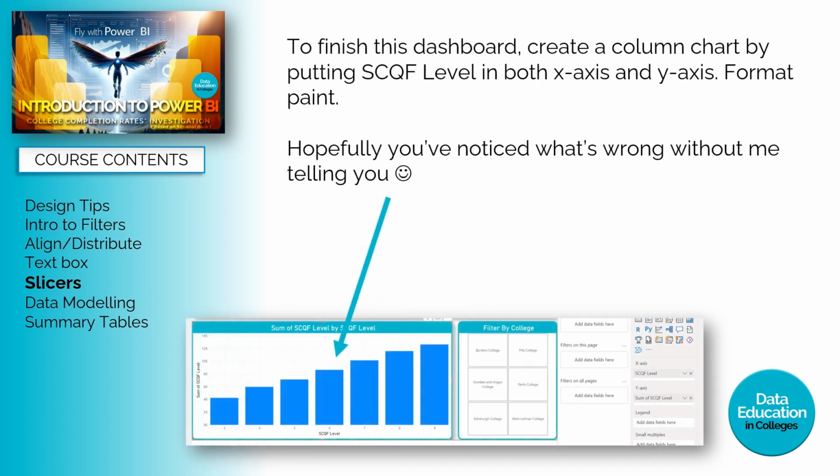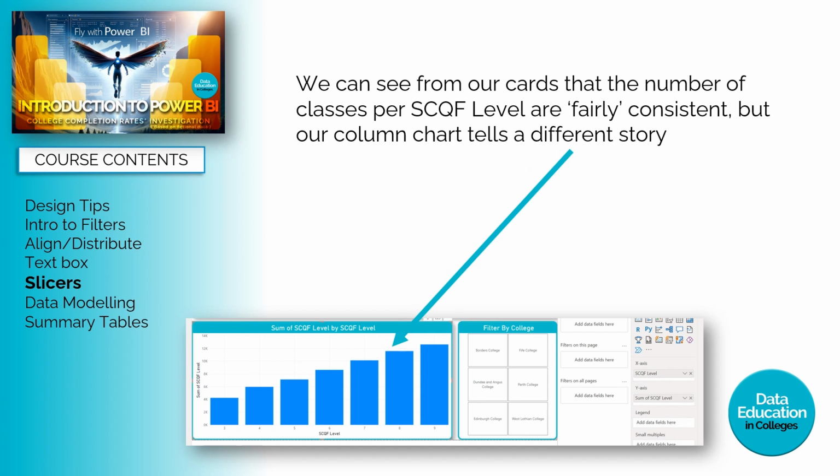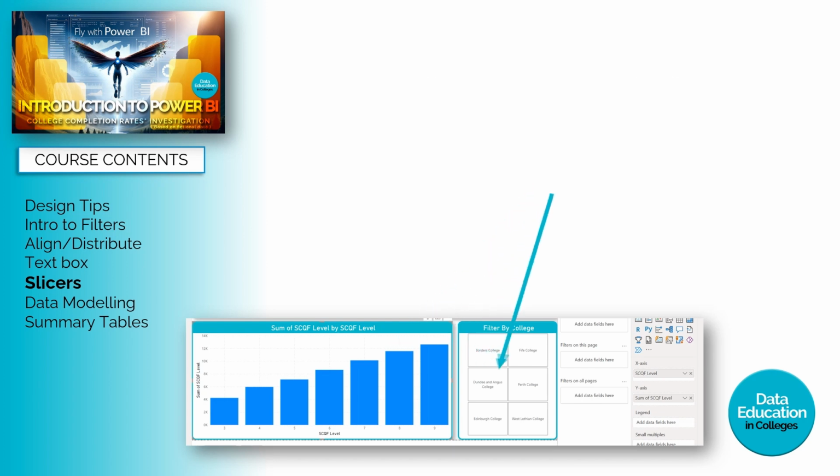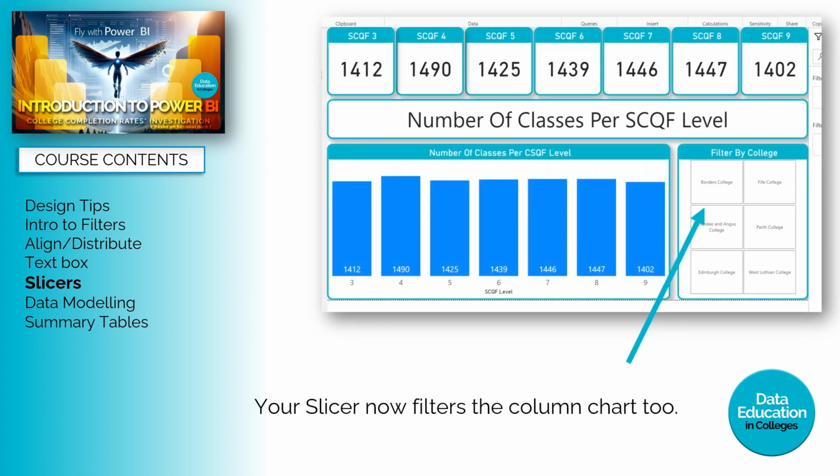To finish this dashboard, we'll have a little column chart putting SCQF levels in both the X and the Y axis. Format, paint. Notice anything wrong? Hopefully. The number of SCQF levels in our cards was fairly consistent, but if you look at our column chart, obviously it's not. Remember, Power BI doesn't care. It describes the level, so it's held as a number and is automatically summed. So update the y-axis to count, and now it looks a little bit more like it should.